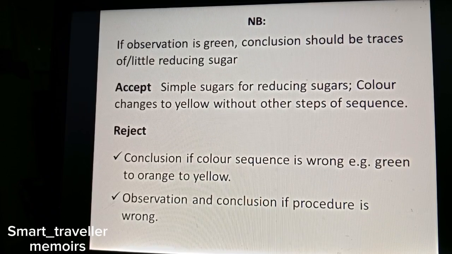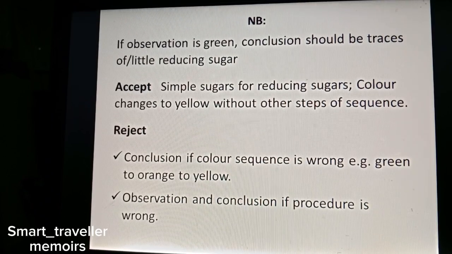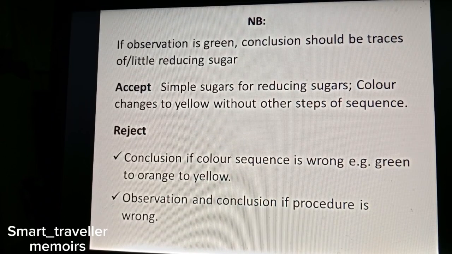Note. But remember here, whatever I'm left with, you cannot talk. Okay. Note, if observation is green, conclusion should be traces of reducing sugar. Accept simple sugars for reducing sugar. Color changes to yellow without other steps of sequence. Reject conclusion if color sequence is wrong, e.g. green or orange to yellow. Reject observation and conclusion if procedure is wrong.